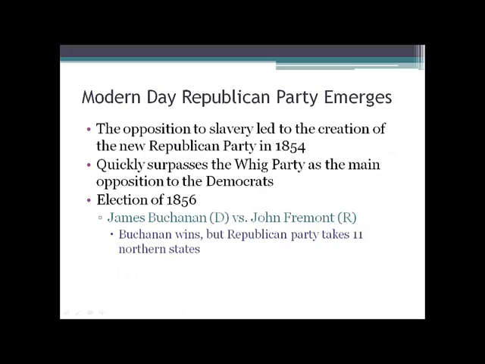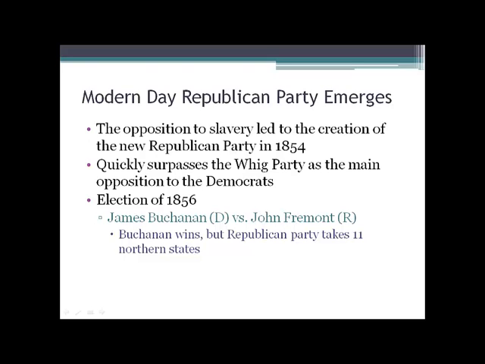During this time, the modern-day Republican Party emerges. So now we have the Democrats, which will eventually split into Northern and Southern, and we have the Republicans. They quickly become the main opposition to the Democrats, and their opposition to slavery is their main platform. And they put up a major candidate in the election of 1856, John Fremont. James Buchanan does win, but the Republican Party takes 11 northern states.